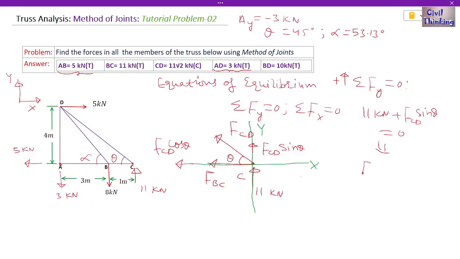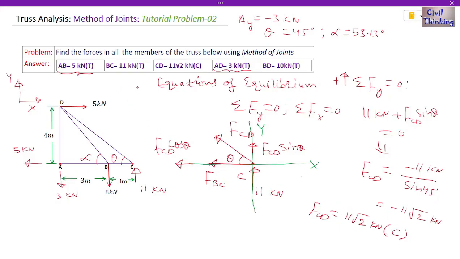So from this equation, I am going to find the value of FCD to be negative 11 kilonewton divided by sine theta. Remember, theta is 45 degrees, okay? So let me use the calculator to find the value. Negative 11 divided by sine 45, okay? FCD is equal to negative 11 square root of 2 kilonewton, okay? Now we got a negative value. It means FCD is equal to 11 square root of 2 kilonewton, but this is compressive force, right? Because negative means compressive force, okay?